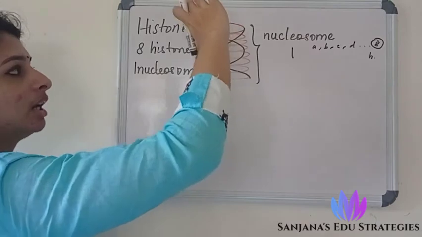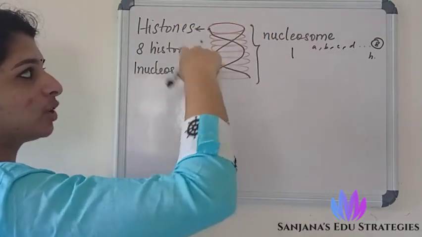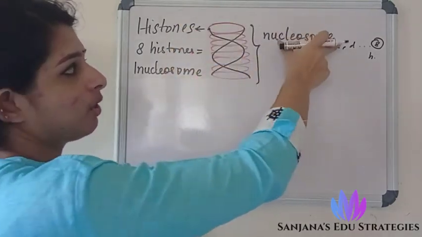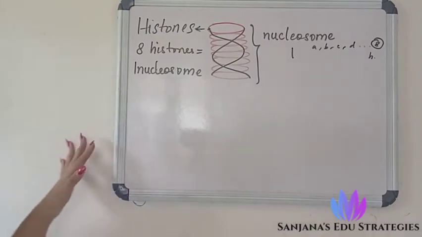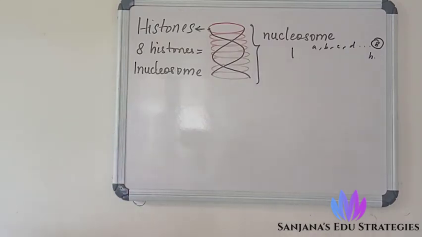When histones are surrounded by a strand of DNA, you can call it a nucleosome. That's it about histones. Now we will understand the basic idea of chromosomes, genes and DNA.